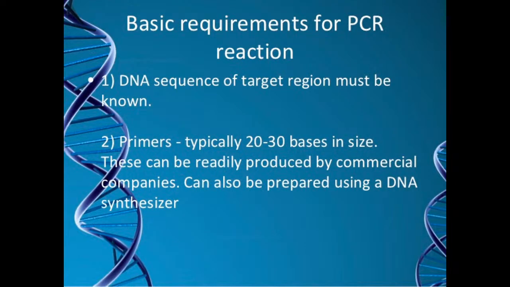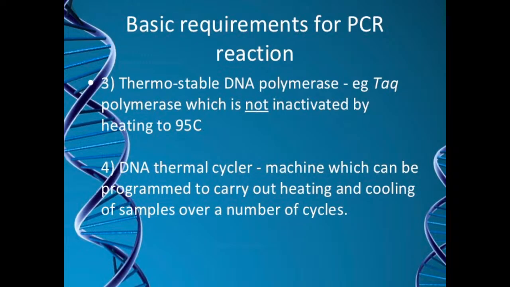The basic requirements for a PCR reaction: the DNA sequence of the target region must be known. Primers are typically 20 to 30 bases in size. They can be readily produced by commercial companies, and can also be prepared using DNA synthesizers. Another basic requirement is a thermostable DNA polymerase, for example Taq polymerase, which is not inactivated by heating to 95 degrees Celsius. And we use a thermal cycler, which is a machine programmed to carry out the heating and cooling.